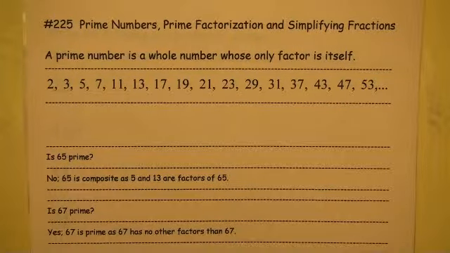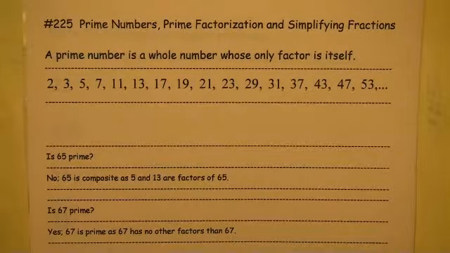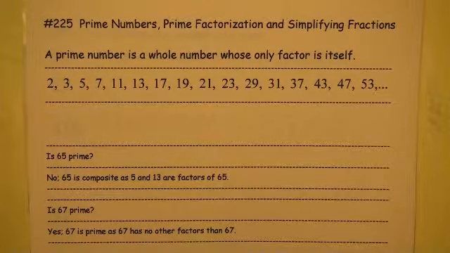Video number 225, prime numbers, prime factorization, and simplifying fractions. A prime number is a whole number whose only factor is itself. Of course, a number divides into itself only one time, so therefore that could also be mentioned as part of the definition if you choose.